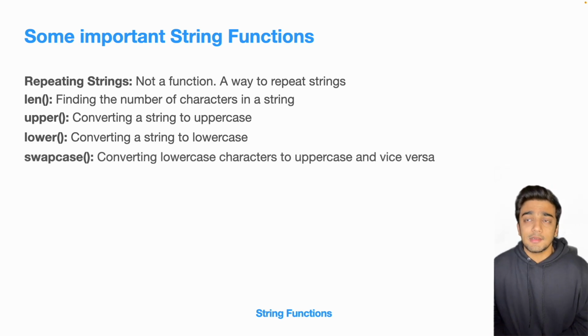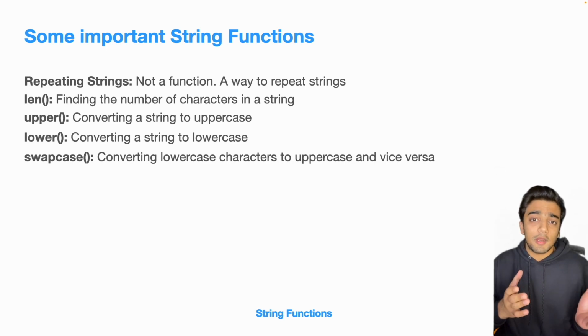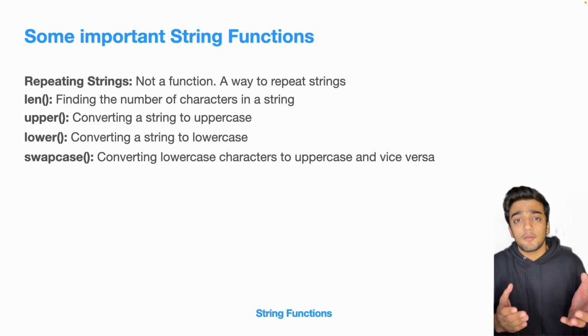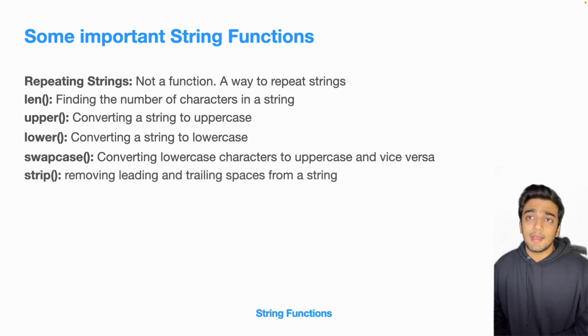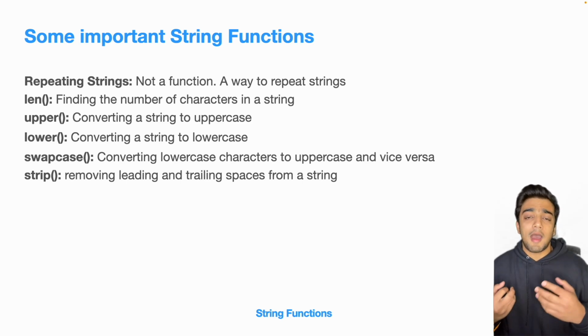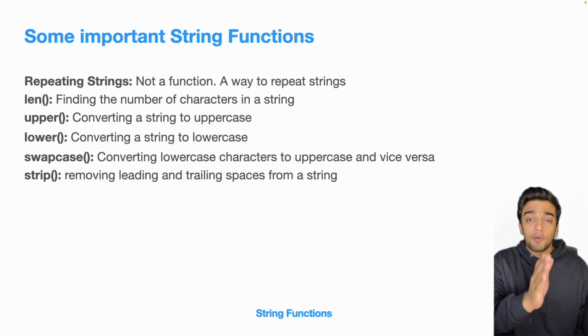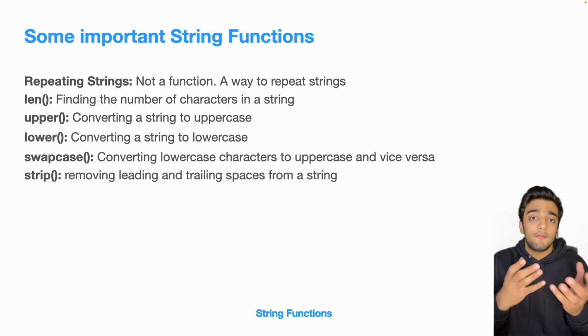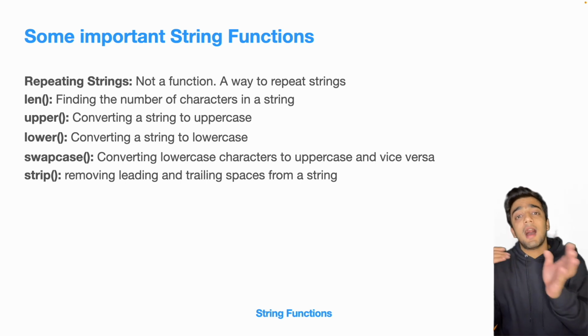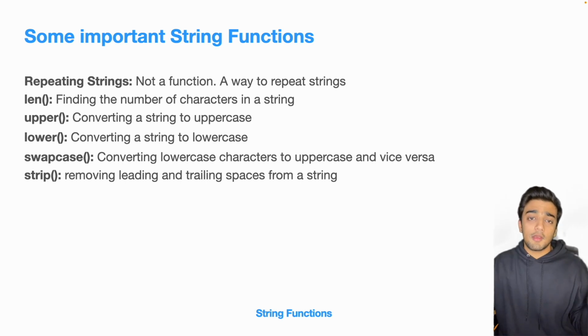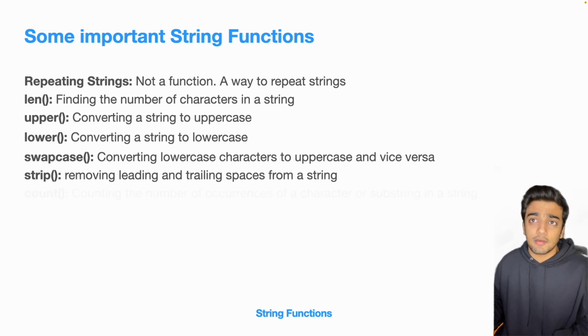Next, the swap case. So the swap case, or the swapcase, however you wish to call it, converts the lowercase part of a string to uppercase, and the uppercase part of the string to lowercase. Next, the strip function. So the strip function basically allows you to remove leading and trailing spaces from your string. So for example, let's say you have a string that has a lot of spaces before any kind of alphabet or number starts in the string and after the string ends. It just removes the spaces from both the ends of your string.